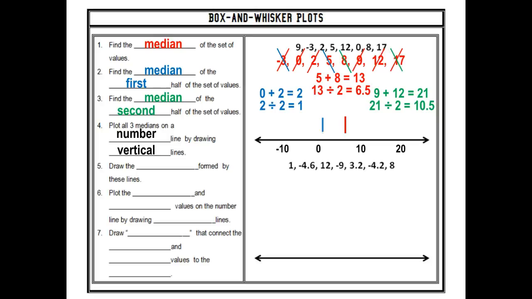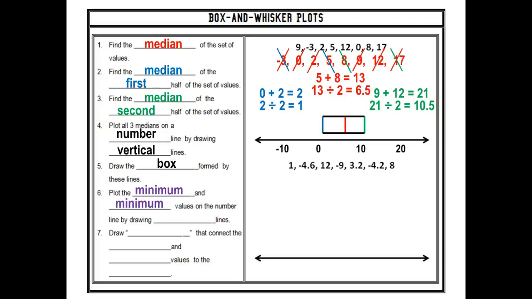Now I'm going to plot my first half median, which was 1, so that's 1 on my number line, and then the other one, which was 10.5, which is the second half of my values. Draw the box formed by these lines. So I'm really just connecting the top and the bottom. It makes a box. The two ends are the first and second half medians. The middle line is the overall median.